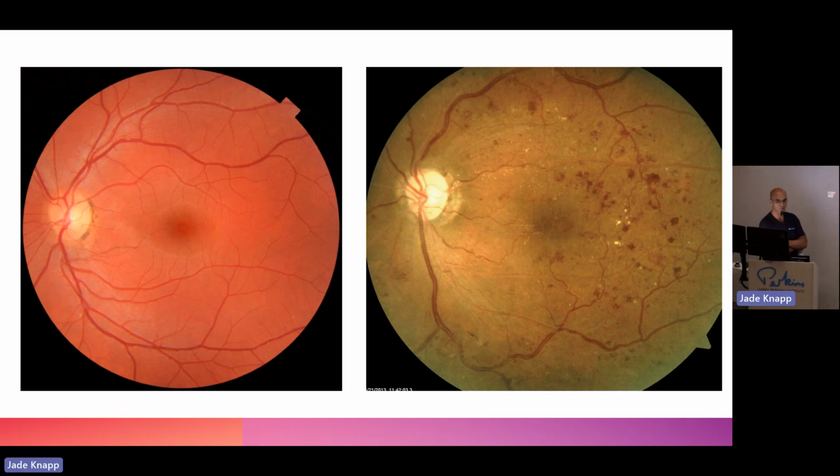So those bright yellow dots shouldn't be there. They're not there in the normal fundus photo. So they're what we call hard exudates. Hard exudates are deposits of lipid, okay, lipid within the retina.